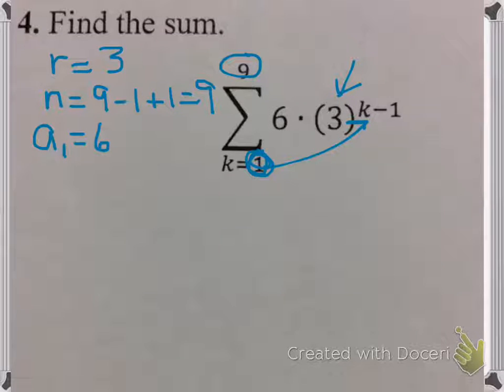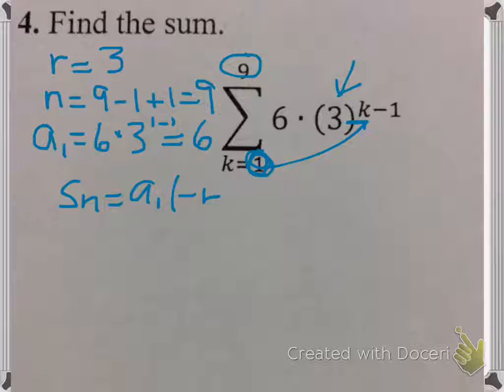So I'd have 6 times 3 to the 1 minus 1. If you do the power 1 minus 1, that's a power of 0. 3 to the 0 power is 1, and 1 times 6 is 6. So my a1 value is 6. Again, let's just write down our formula first. We're going to do the sum of the terms, and then the formula looks like this.